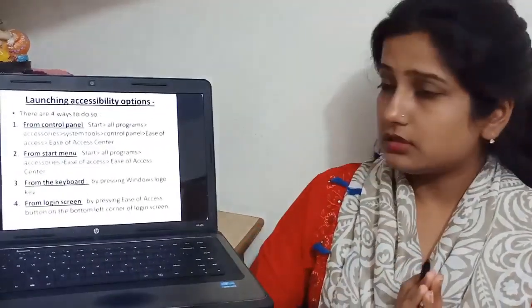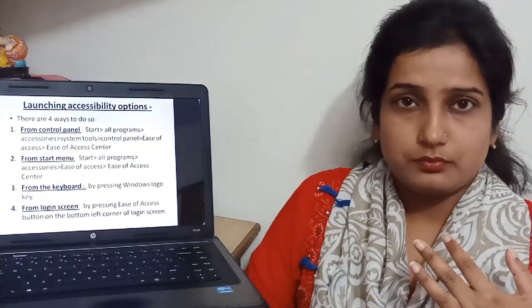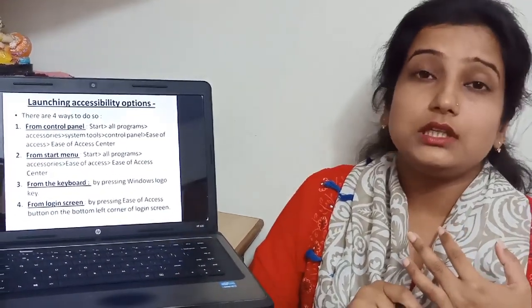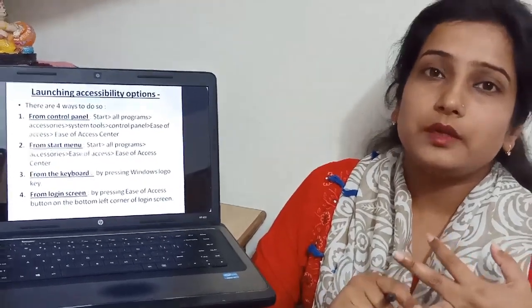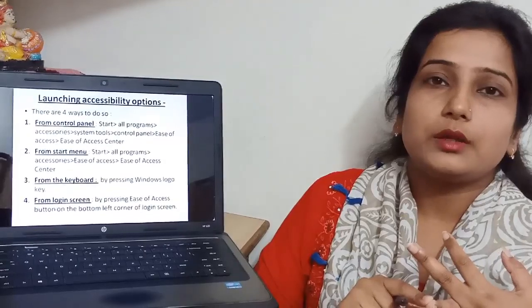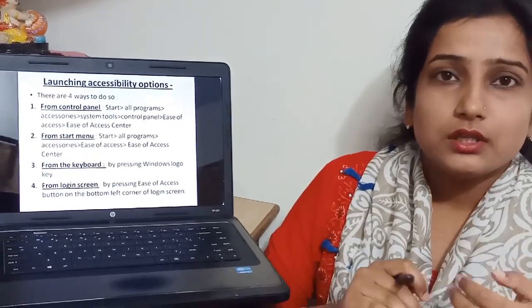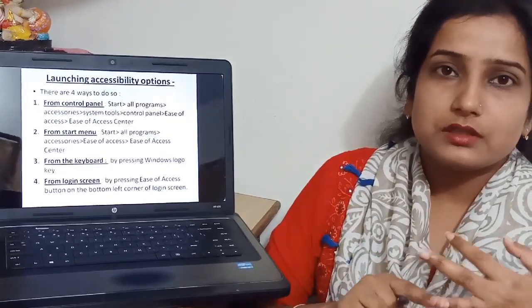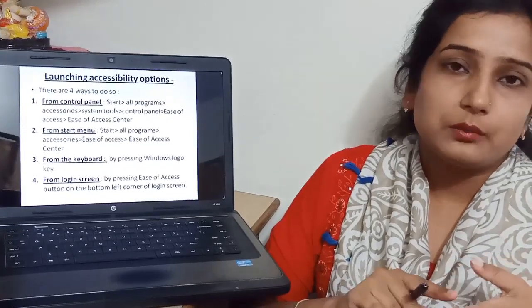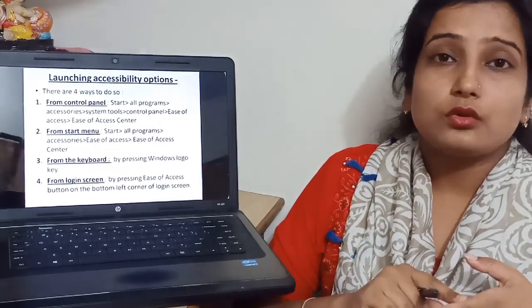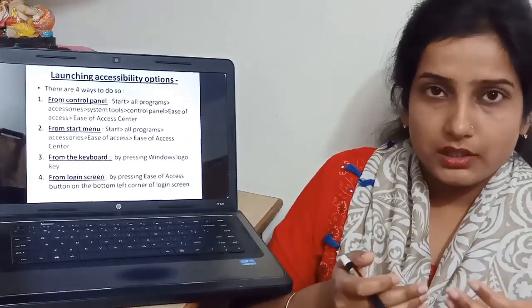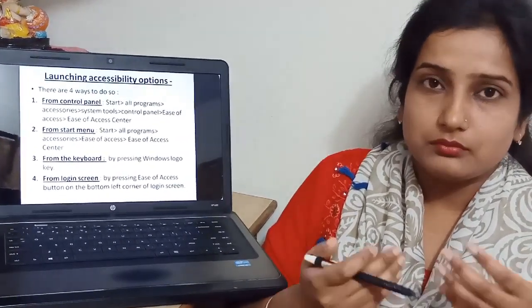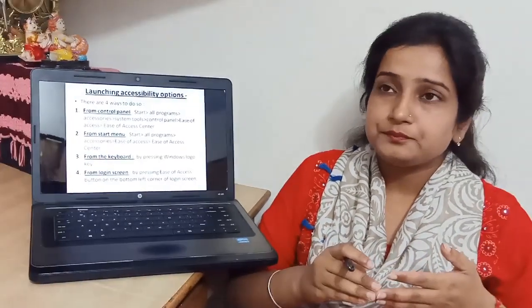So we have discussed the accessibility options, what they are and why we need them. We have discussed what type of impairments we can deal with. There were several types of impairments like visual, hearing, motor impairment or cognitive disability. All these types and their subtypes should be in your notes and you should remember them.